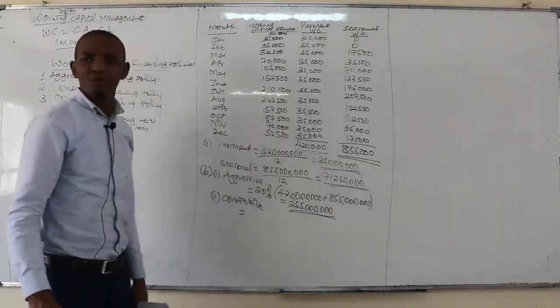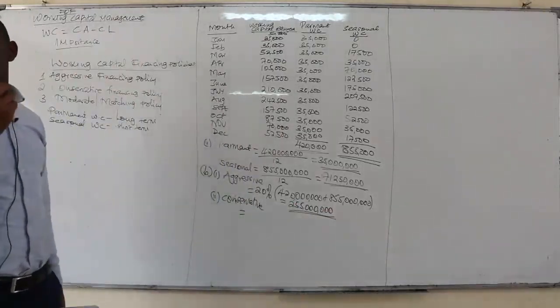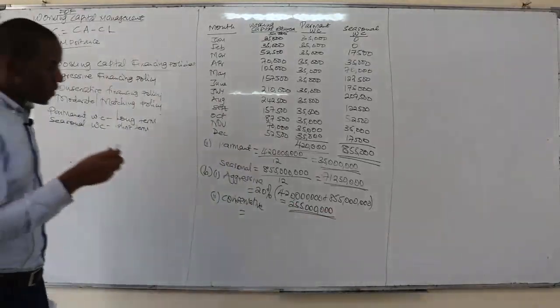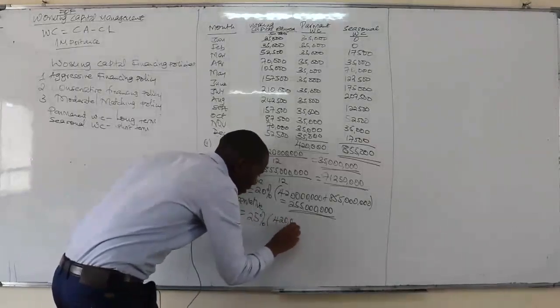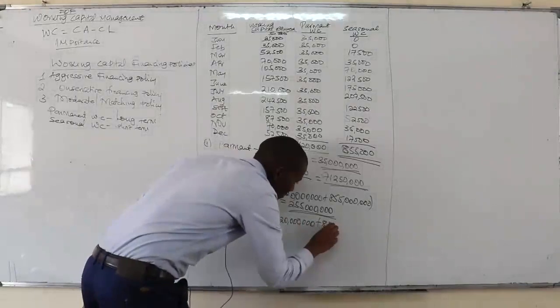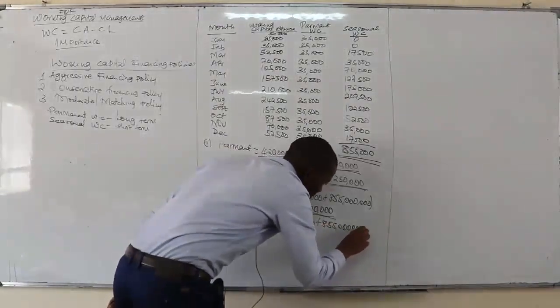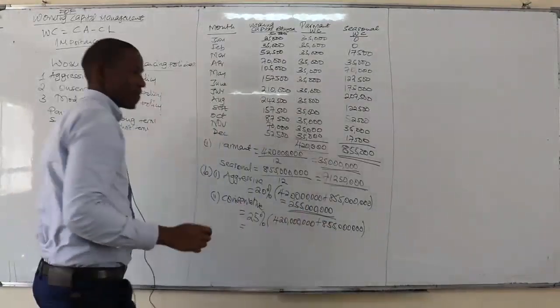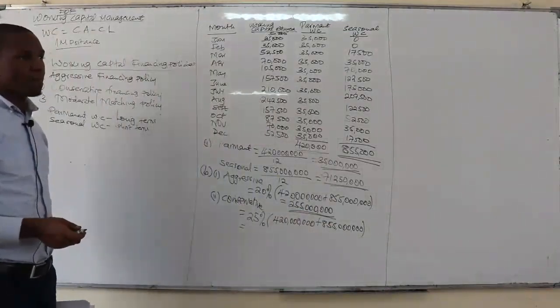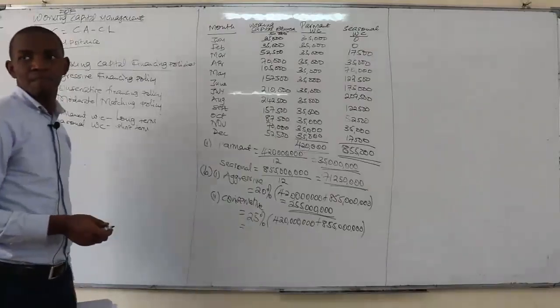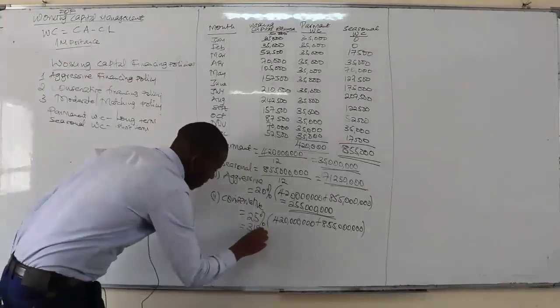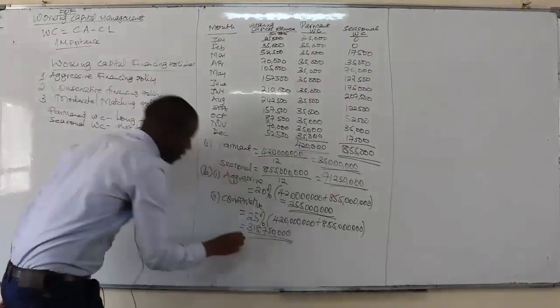Yes. Then for the conservative, we say that they are financed using the what? Long term. So in this case, what was the cost of the long term funds? 25%. So it will also be 25% of 420 million. You add 855 million, which in that case gives you how much? 318,750,000. That is for that case.